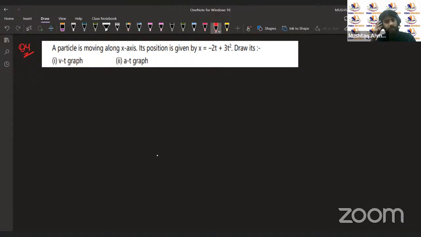So this is our question number 4. The question says that a particle is moving along the x-axis. Its position is given by x is equal to minus 2t plus 3t square. So the position versus time function is given as minus 2t plus 3t square, right? And we have been asked to plot the velocity versus time graph and the acceleration versus time graph also, right?